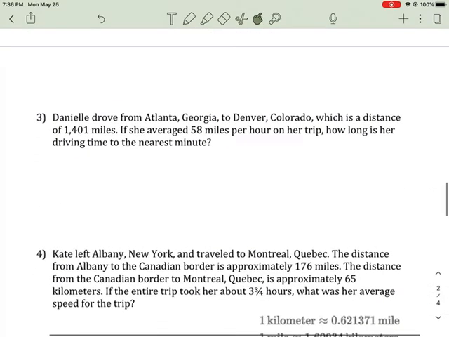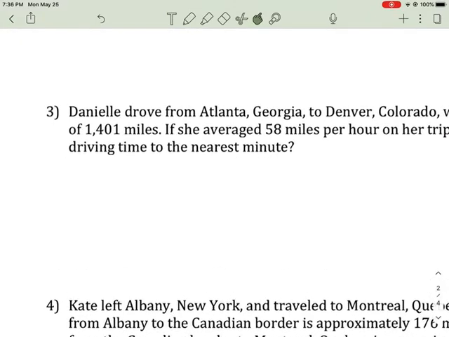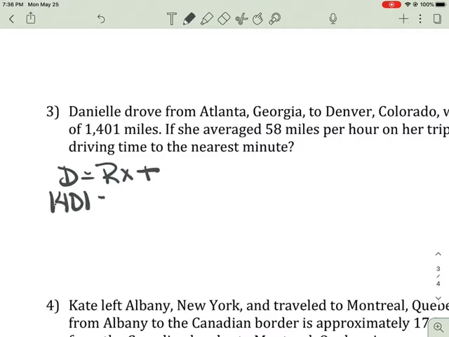All right, so now we have Danielle, who's going from Atlanta to Denver, which is 1,401 miles. She travels an average of 58 miles per hour. How long is her driving time to the nearest minute? So we're going to do the same thing. We have distance equals rate times time. Our distance is 1,401. Our rate is 58. And again, we're looking for time. So we go 1,401 divided by 58.